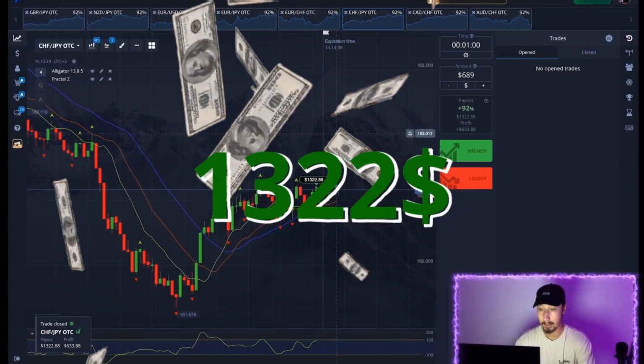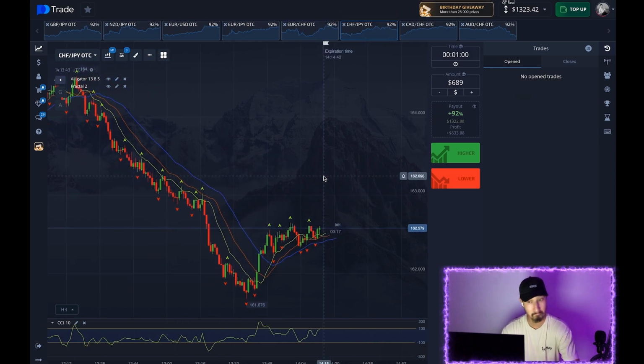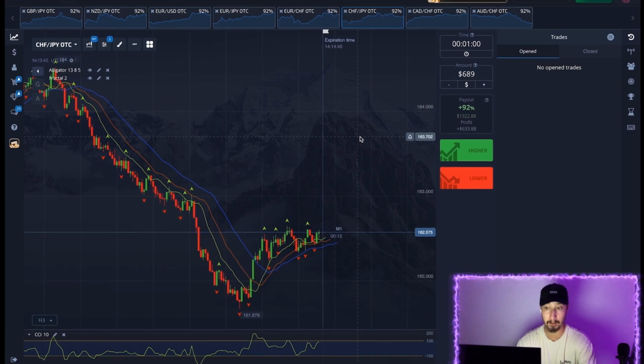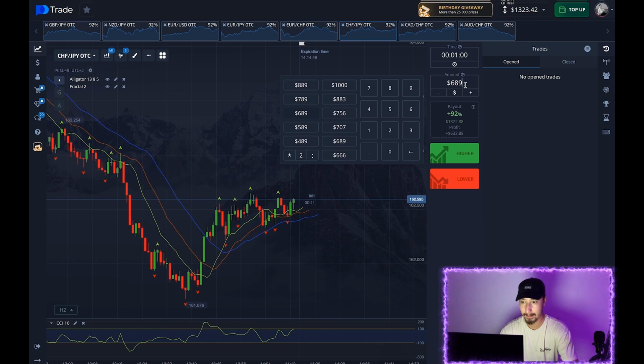We're in the profits. We didn't even cross the overbought area of the oscillator. So in general there was also a fairly simple entry here. So let's change the amount and let's continue.